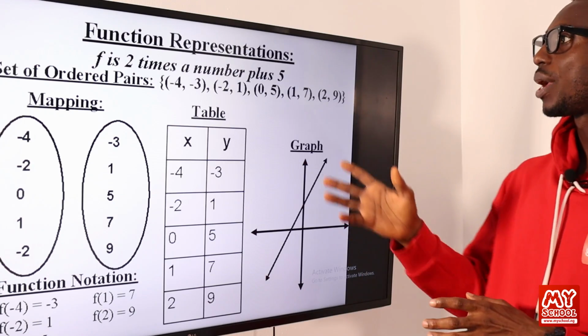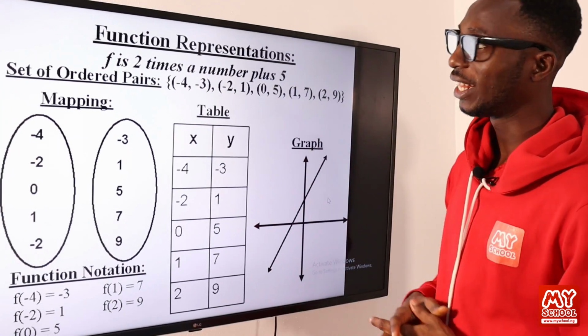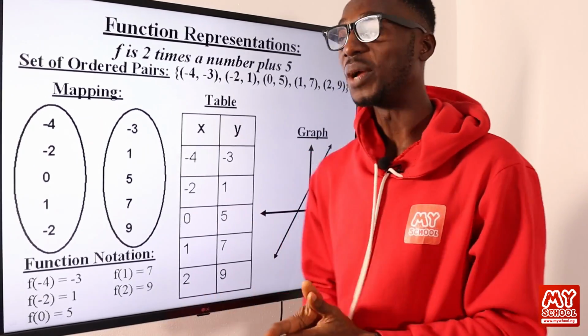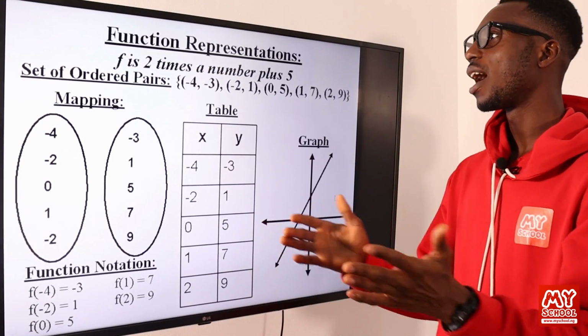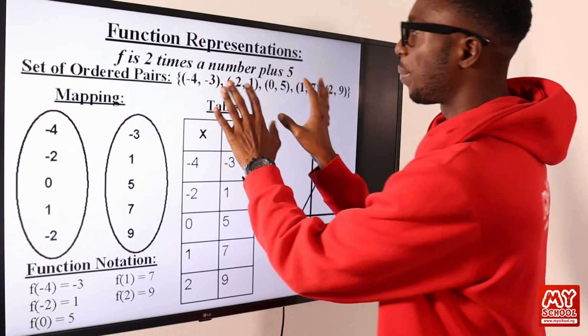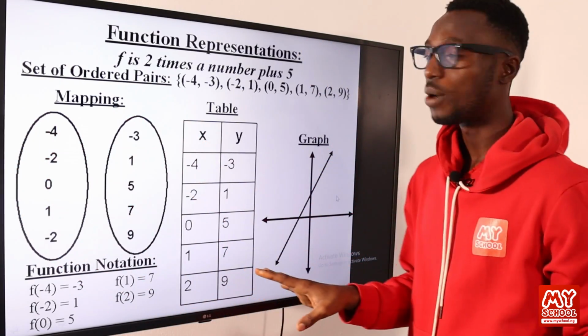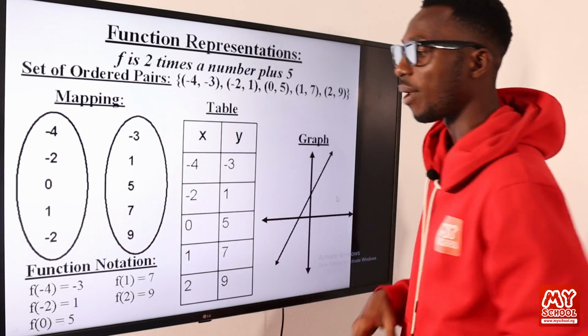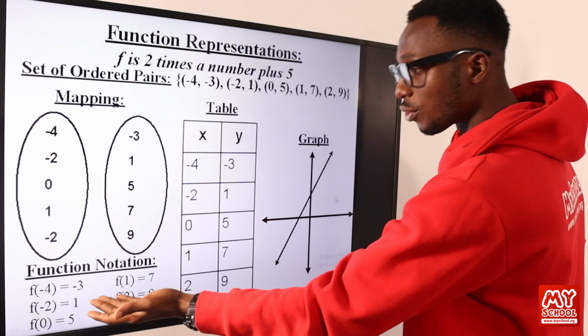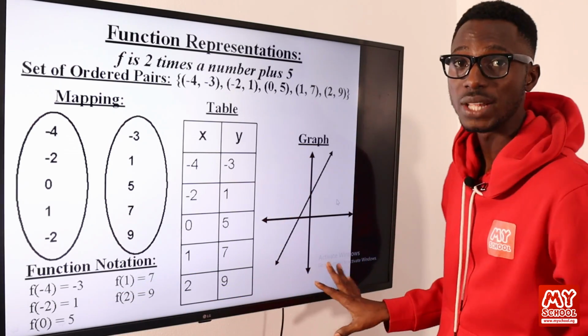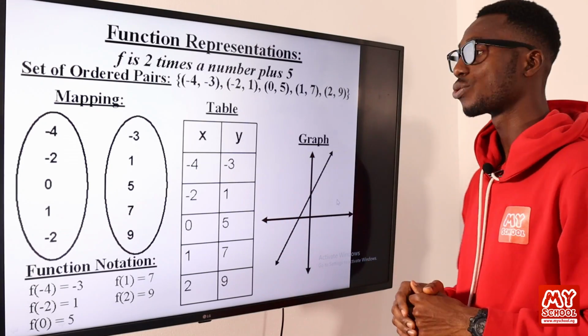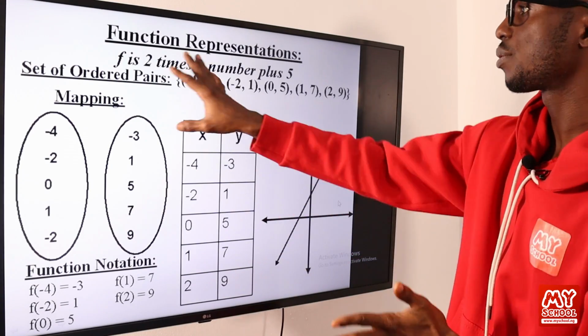So with our slide, we have function representation. How can a function be represented? We can represent a function using a set of ordered pairs. We can use what is identified as arrow mapping. We can use tables to represent our function. We can use function notation, we can use the graphical method, and we can also use parallel axes to represent our function. So let's look at this together.